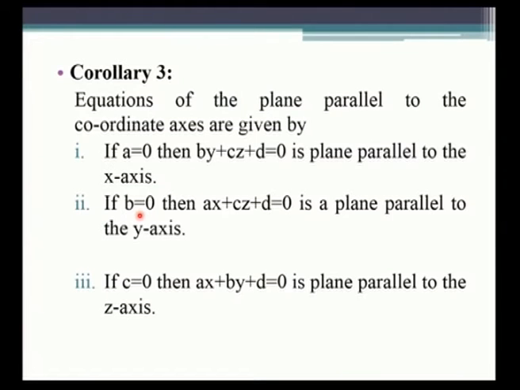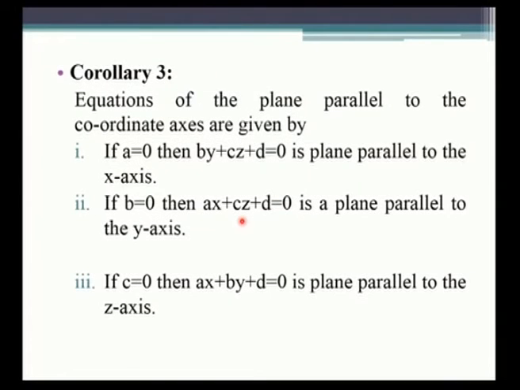The second one is, if b is equal to 0, then the general equation of the plane reduces to ax plus cz plus d is equal to 0. This plane is parallel to the y-axis. Here the y part is missing. So in any plane equation, if the y part is missing, that plane is parallel to the y-axis.